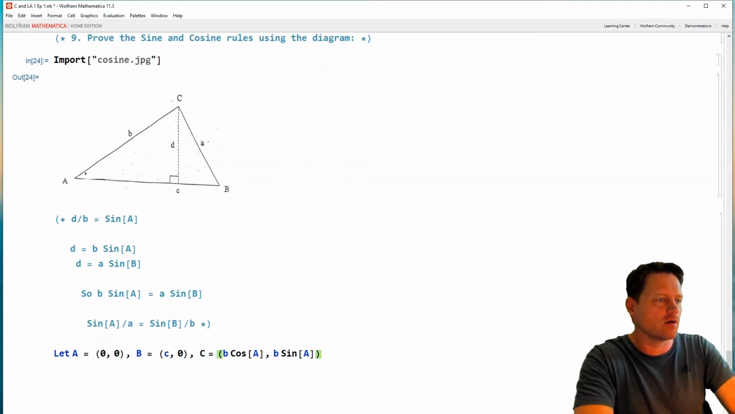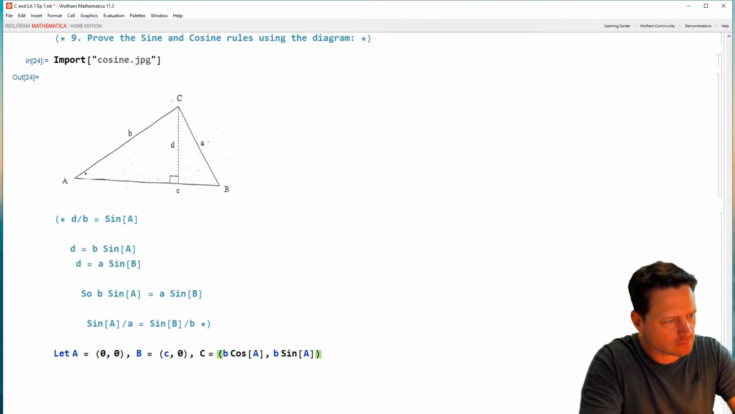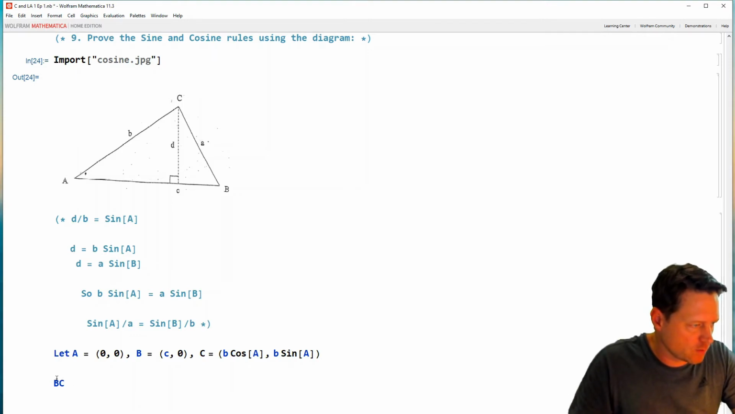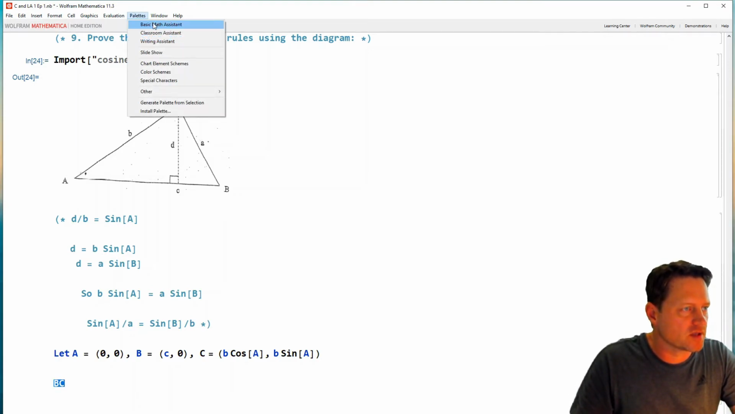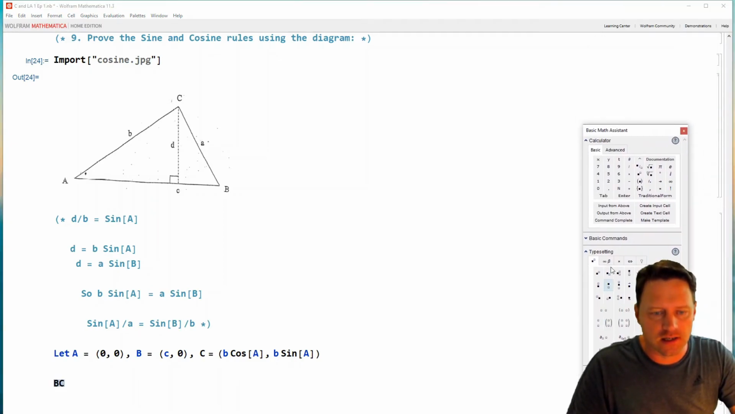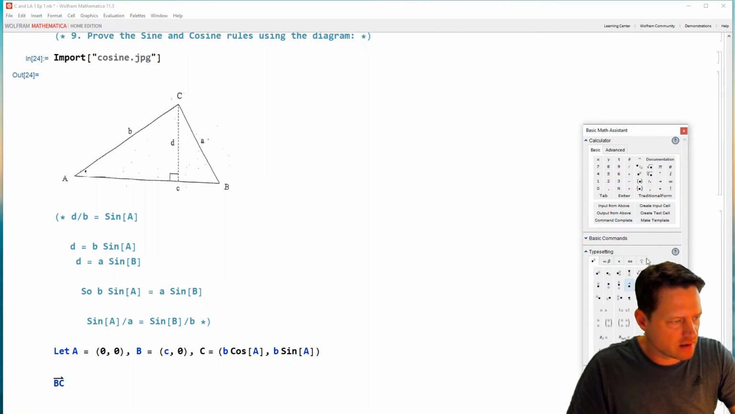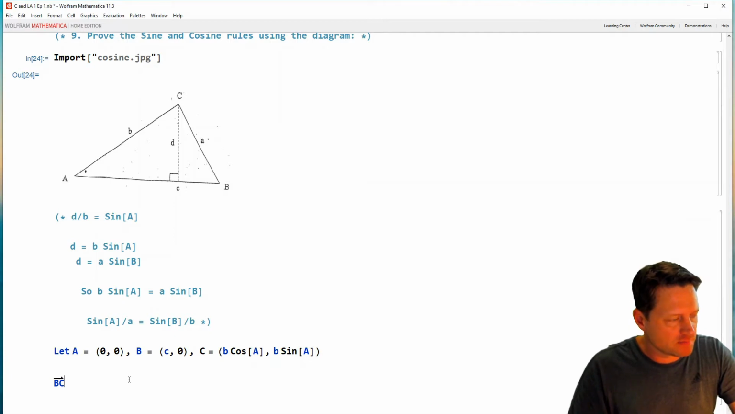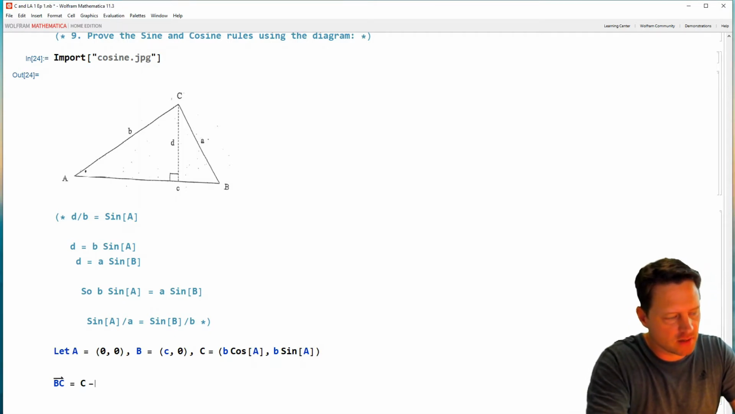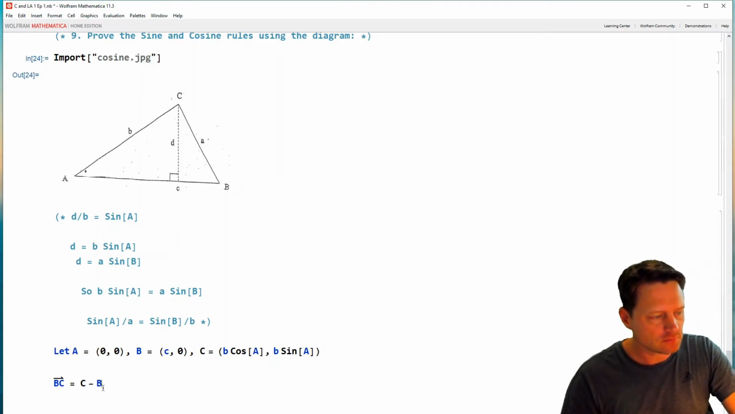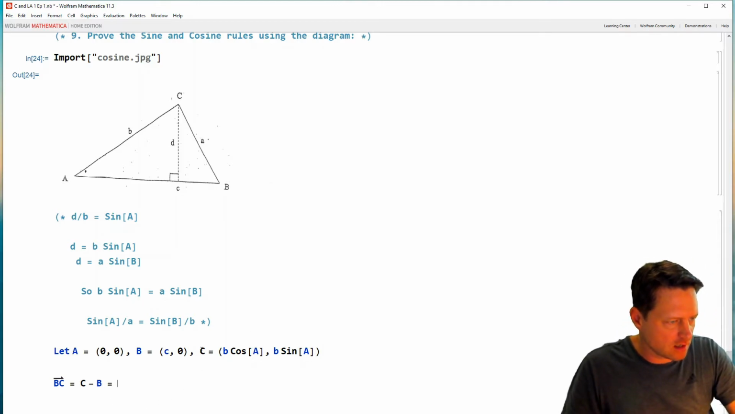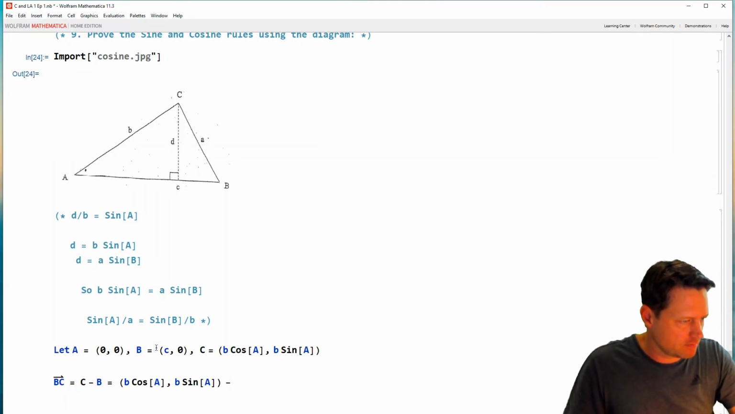So think vectors now. So the vector BC, and I want to put an arrow over the top of that, so I'll open the palette again and find an arrow or something like it. Here, I want something like this. Okay, that'll do. So this is the coordinates of C minus the coordinates of B, which in this case is this minus this point B.